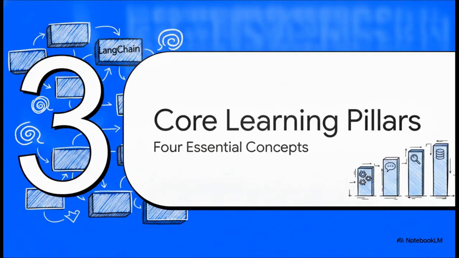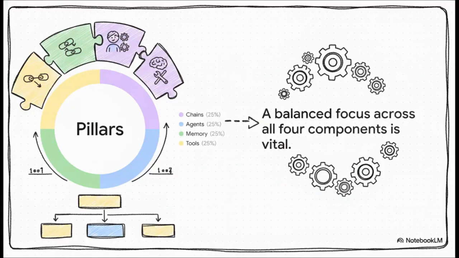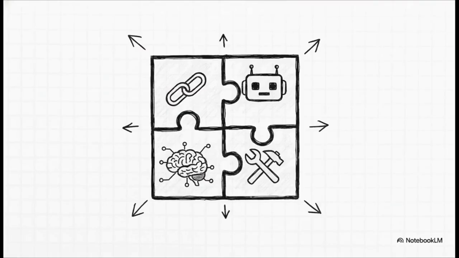Section 3. Core Learning Pillars. To master LangChain, your learning phase is split perfectly evenly across 4 essential puzzle pieces. We've got chains, agents, memory, and tools. This balance is absolutely vital. It tells us that to succeed in day 13, you really can't over-index on just one area. You need a holistic, balanced understanding of all 4 of these components to make the entire framework function. So how do these specific ingredients actually snap together? Well, let's look at the list.